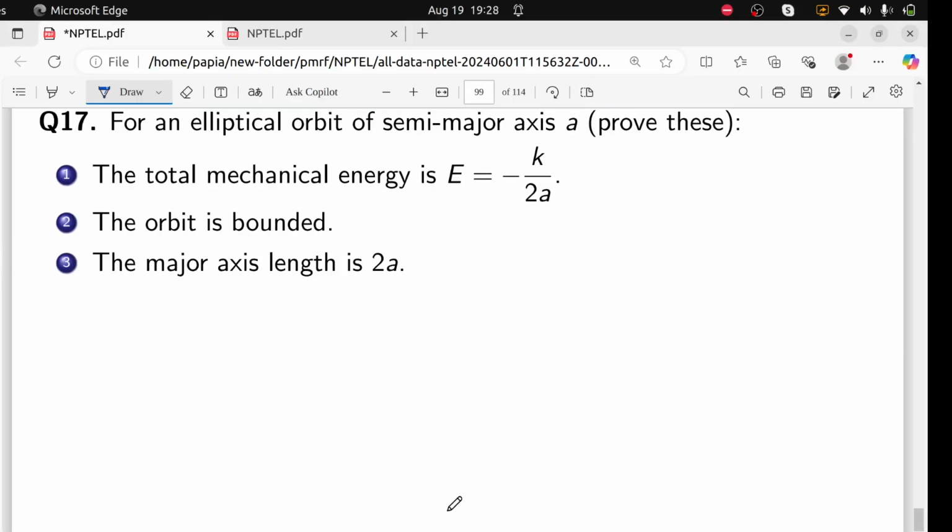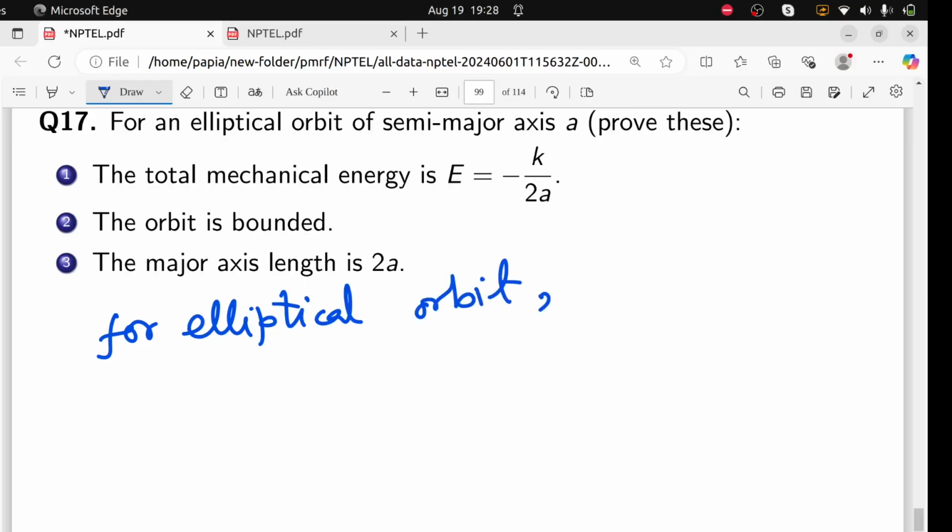Now come here, for an elliptic orbit of semi-major axis a. Okay, so they are telling that we have to prove the total mechanical energy is E equals to minus k by 2a, and the orbit is bounded, major axis is 2a. Okay. For an elliptical orbit, this one is correct.